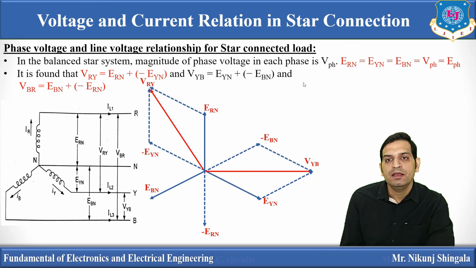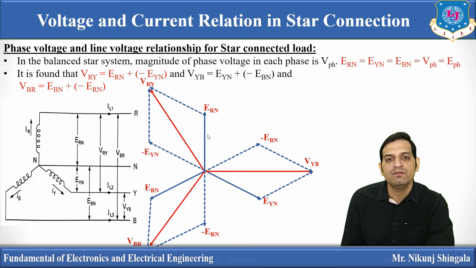Similarly, VYB can be found using the parallelogram method. It is a phasor sum of EYN and minus EBN. And similarly, we can find out VBR also using the parallelogram method, and this is a phasor sum of EBN and minus ERN. Now we want to derive the relationship between line voltage and phase voltage. So this is a line voltage and this is a phase voltage.